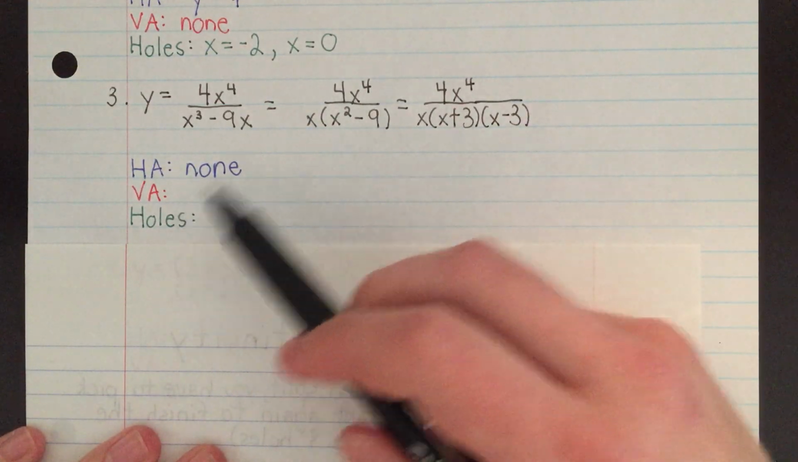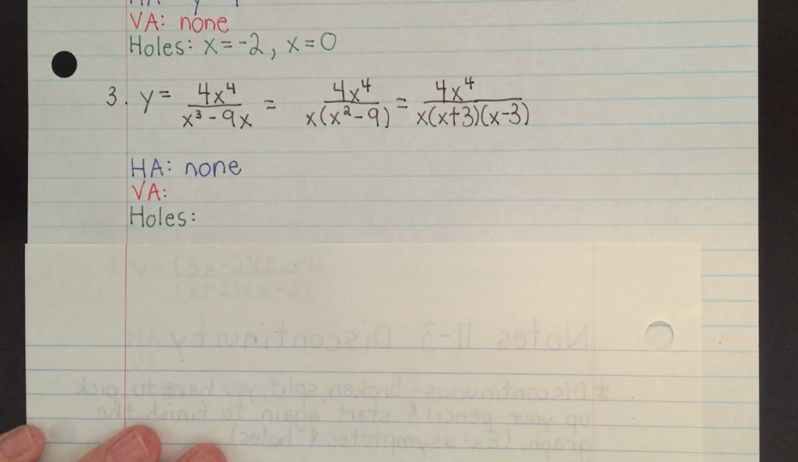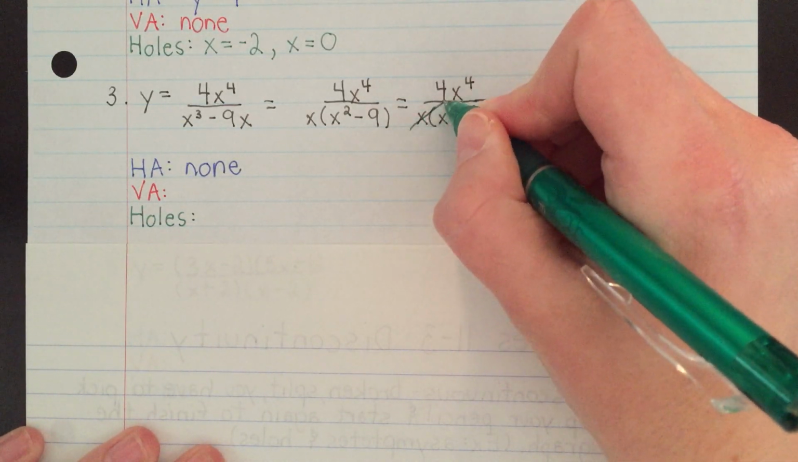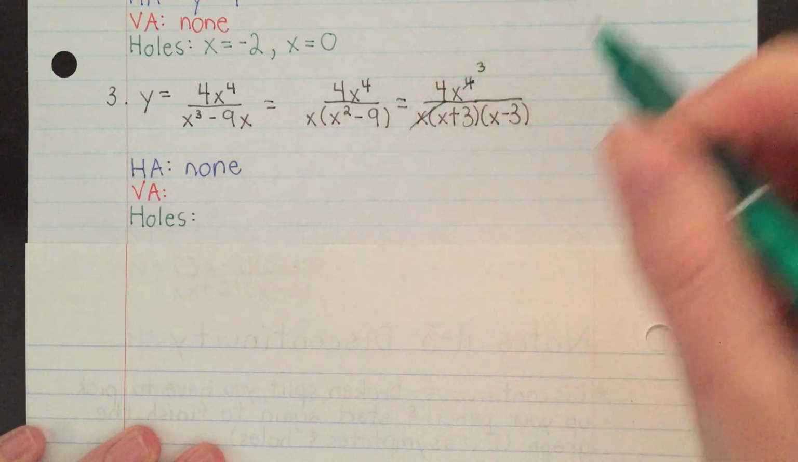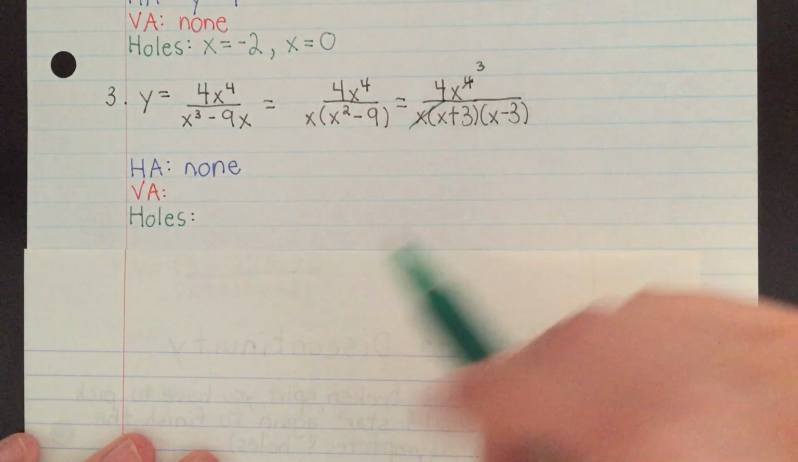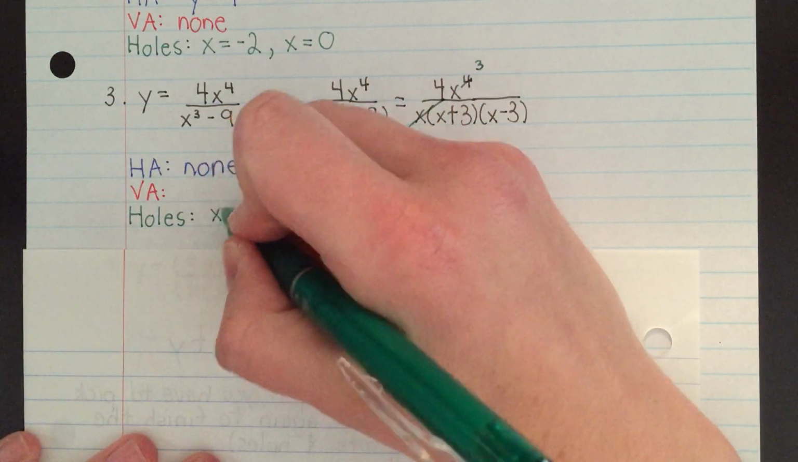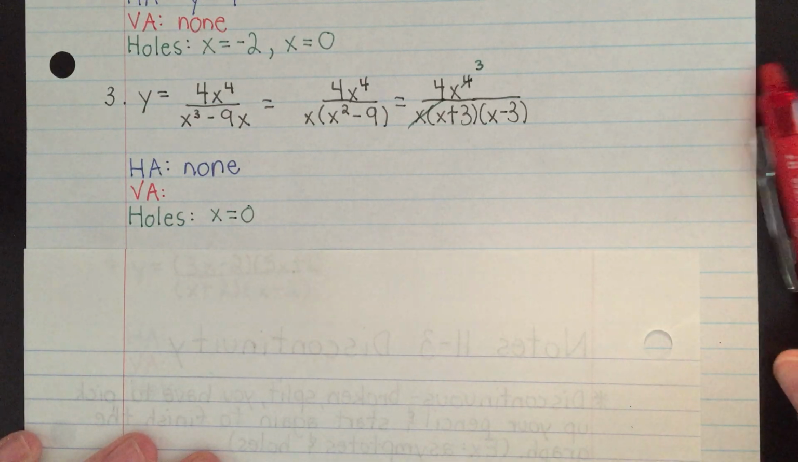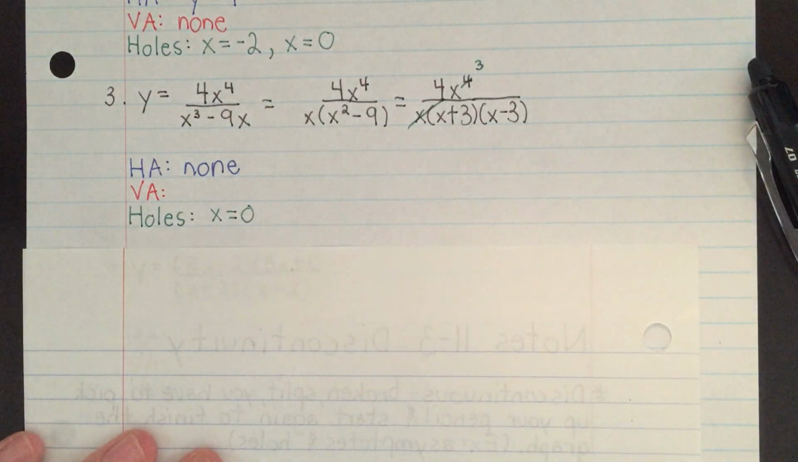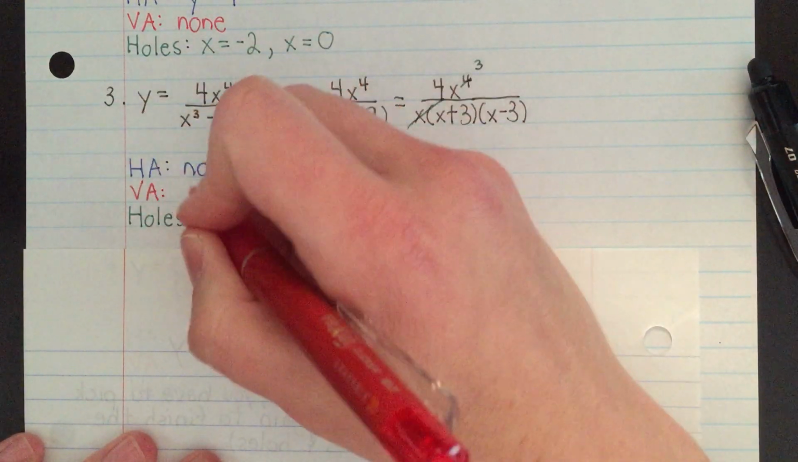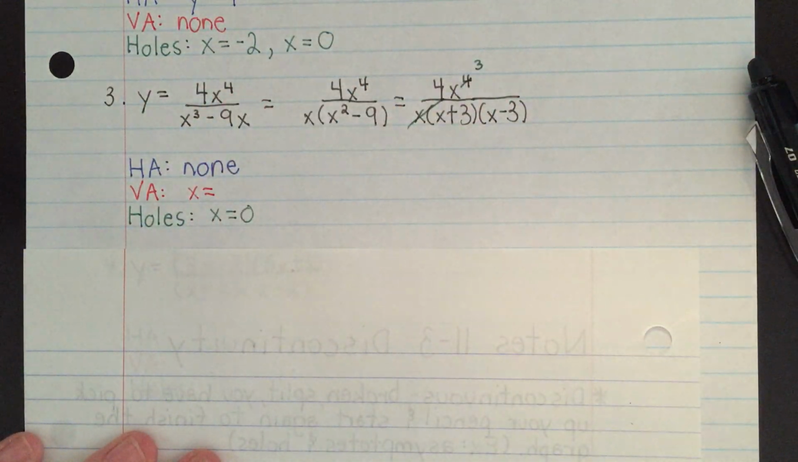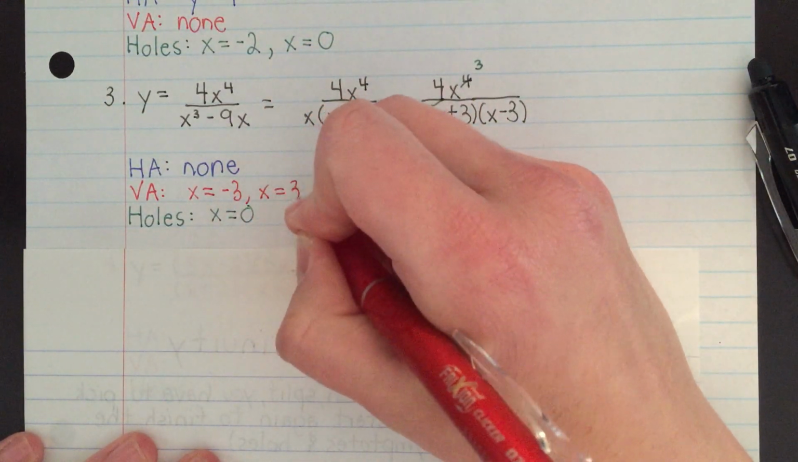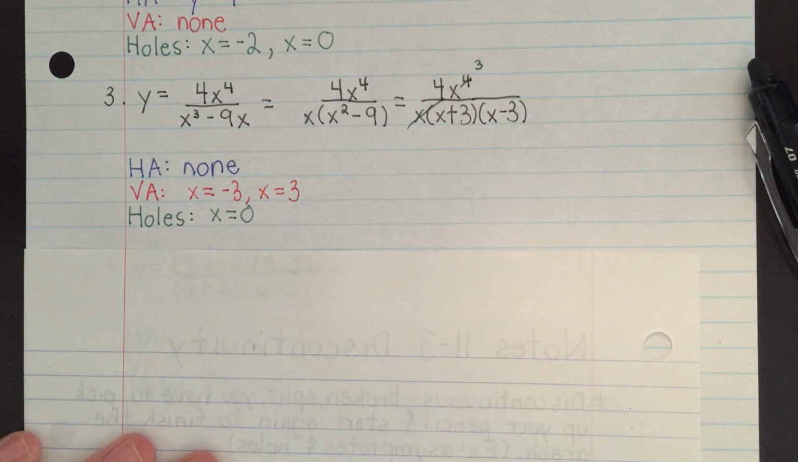For my holes, I would see things that cancel, and hopefully, even though it's kind of tricky to see, you see that an x on top will cancel with an x on bottom. That'll become x to the third and cancel with the bottom here. So my hole would be at x equals 0. That's where I have a hole. But for my vertical asymptotes, since neither of those cancel, both of those are going to be vertical asymptotes. So I have a vertical asymptote at x equals negative 3, and I have a vertical asymptote at x equals positive 3. Isn't this just such cool stuff?